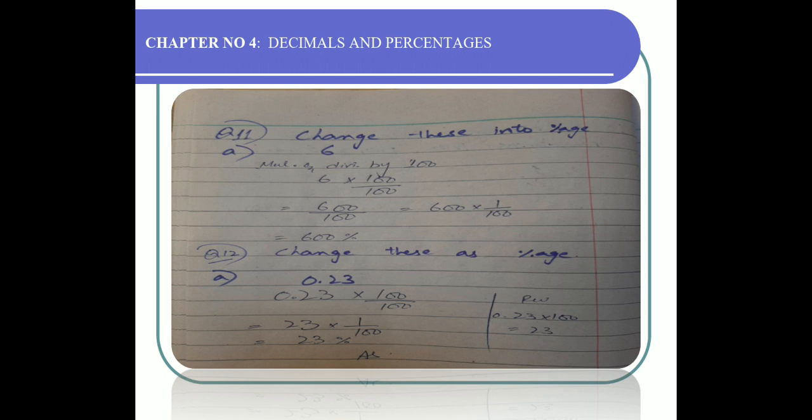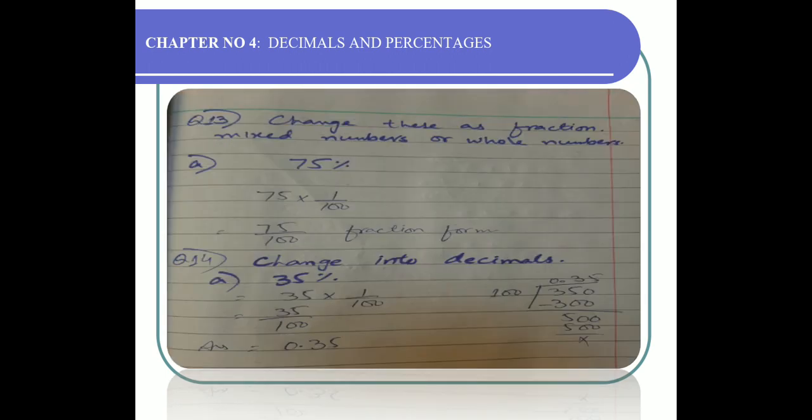Look at the part. Question number 12, change these as percentage. The number is given in decimal. What you have to do, simply as I have done in question 11, multiply the number with 100 and divide the number with 100. Multiply 0.23 by 100, it will be converted into 23. Separate 1 by 100 and place the percentage sign in place of 1 by 100.